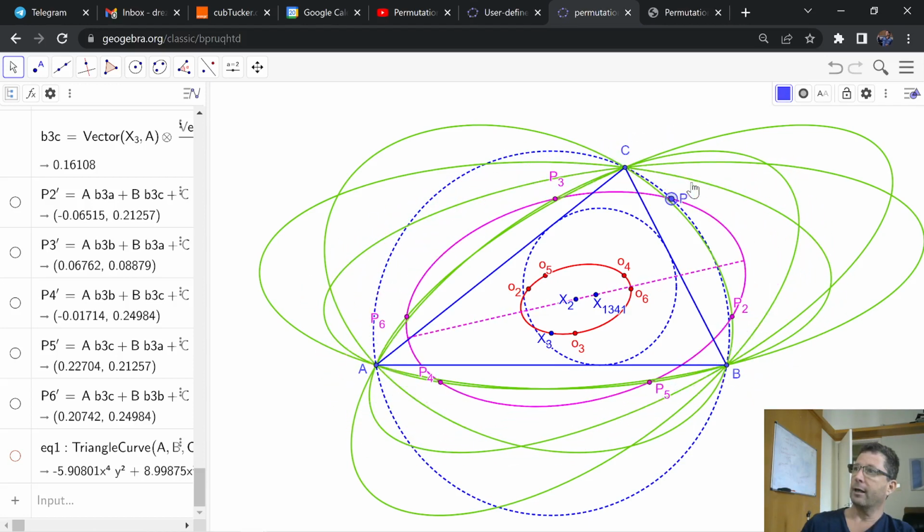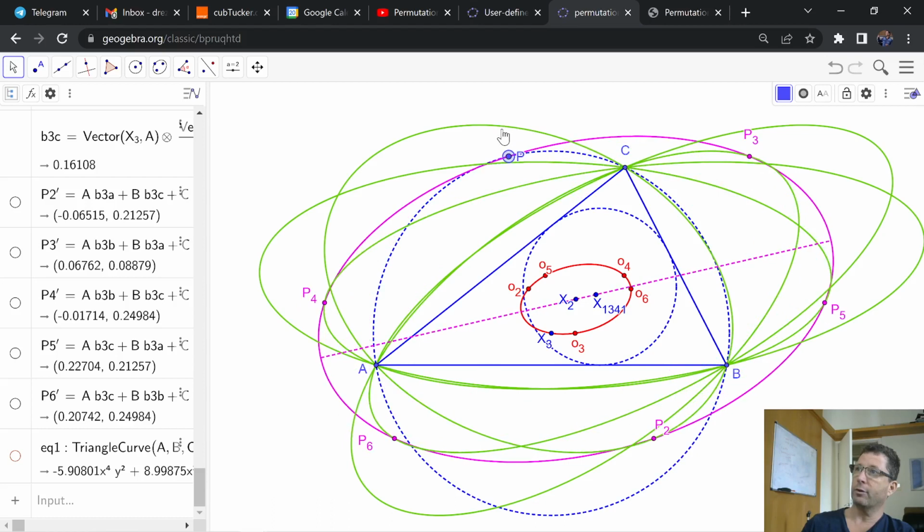Now what we did, I think in the first video, was to analyze what was happening to the locus of each one of these points, P2 through P6, these permutations, as P traversed the circumcircle. Why am I picking the circumcircle? Just because I thought it was an interesting locus to analyze this phenomenon by. And in fact, we're going to be talking about a couple of new observations here.